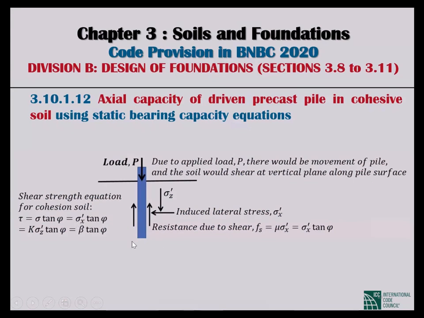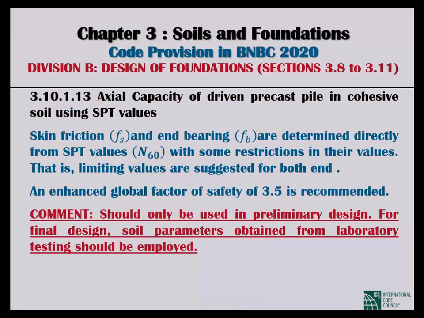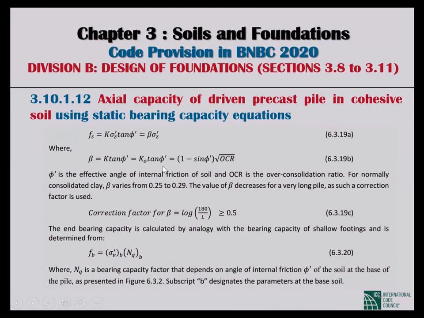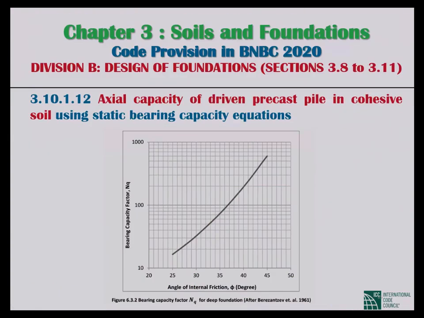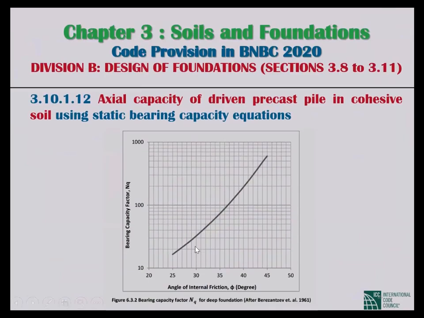So beta, in BNBC, these are actually mentioned over here, but in simplified form. I didn't actually mention it over here, but for some angle, beta is given, okay? So we can actually get beta from there. And the important thing is that this is NQ, the bearing capacity factor for pile. We have given this chart. This is mentioned in BNBC, and it depends on the angle of internal friction. You do the test, you get a phi, and you determine this NQ.